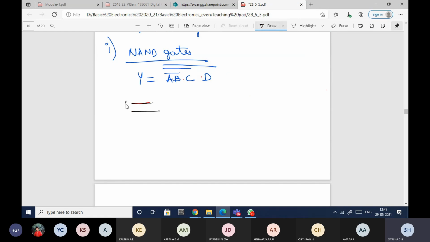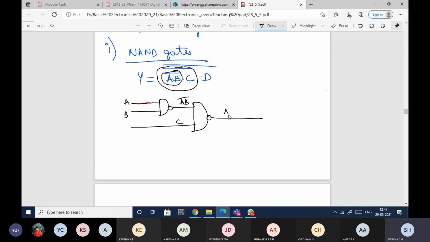A, B. Give it to the NAND gate so that I'll get AB bar. So this is implemented now. Now I need this into this whole bar. Okay, so this into C. This is my C. Give it to the NAND gate so that I'll get AB bar into C whole bar.